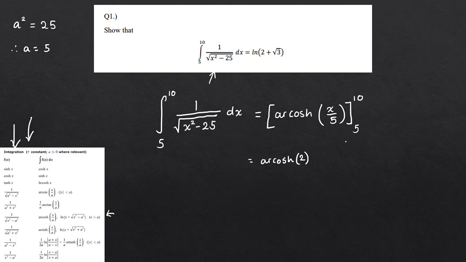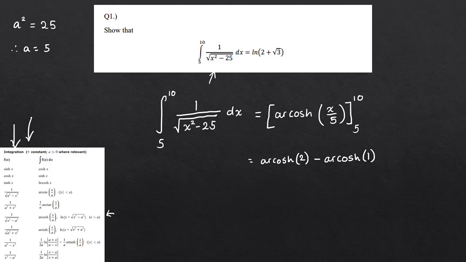And remember now, we subtract the lower limit here, so this is minus arcosh of 5 over 5, which is simply arcosh of 1. So now we've got arcosh of 2 minus arcosh of 1. That's what we've got up to now. But what we want to show is that we get the natural logarithm of 2 plus root 3.